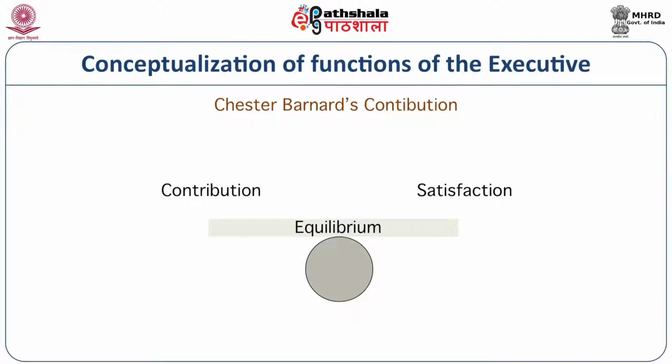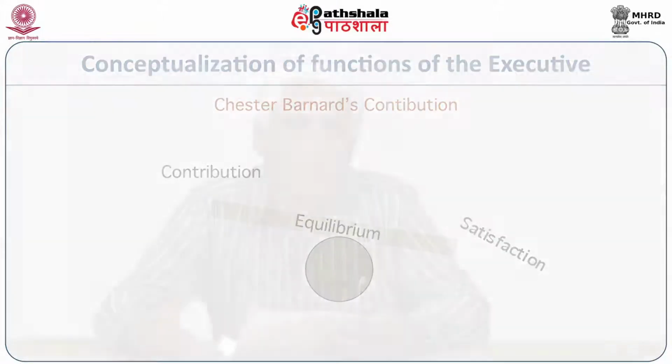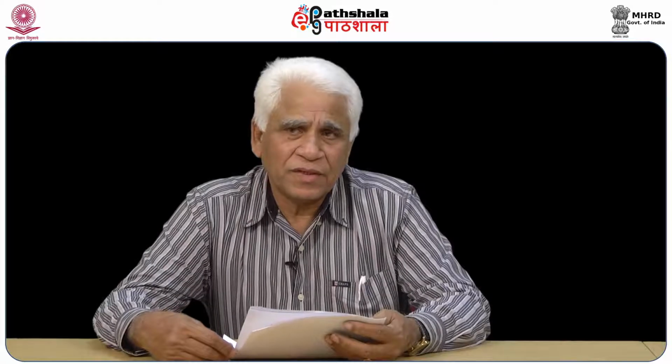If this equilibrium gets disturbed, say for example, the individual is making more contributions than the satisfaction he is getting, this will not be a sustainable relationship. He is contributing more, and a time will come when he will think that I am doing more without getting much. So he will snap his relation, he will move out, or he will become casual. He may not be performing at the level he would be performing otherwise.